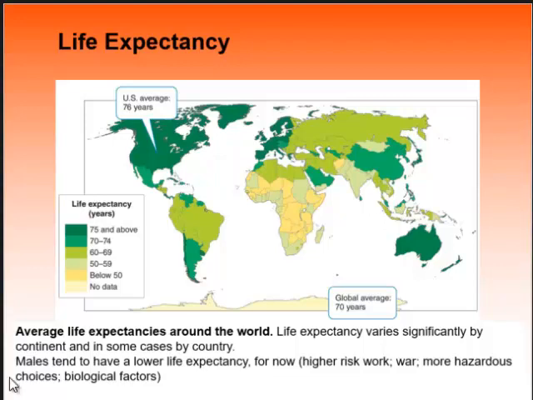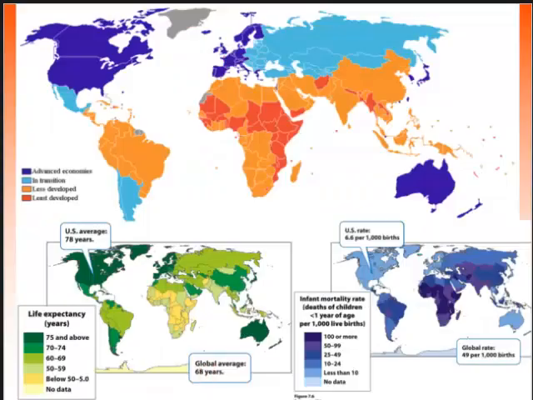Okay. Males also, just so you know, tend to have a lower life expectancy because they are just higher risk people. They take more risks, and that's a cultural thing. Also, they are more likely to be the ones that go into battle at war and die. They make more hazardous choices. Again, this is a cultural thing. And there are some biological factors. They're at higher risk of dying of heart disease and some other diseases.